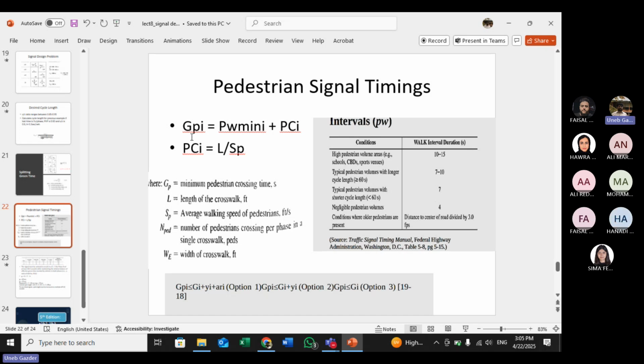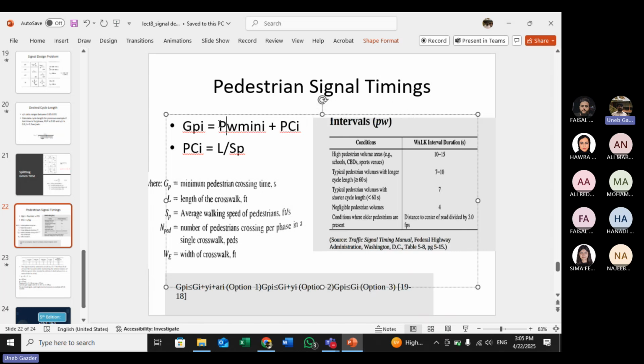GPi is the pedestrian required time. GP is the pedestrian required time, and i is for a specific phase because pedestrians are moving in different directions. So all directions will not have the same amount of time. i refers to the phase. So if you have 3 phases, i will be phase 1, phase 2, phase 3. GP has 2 components.